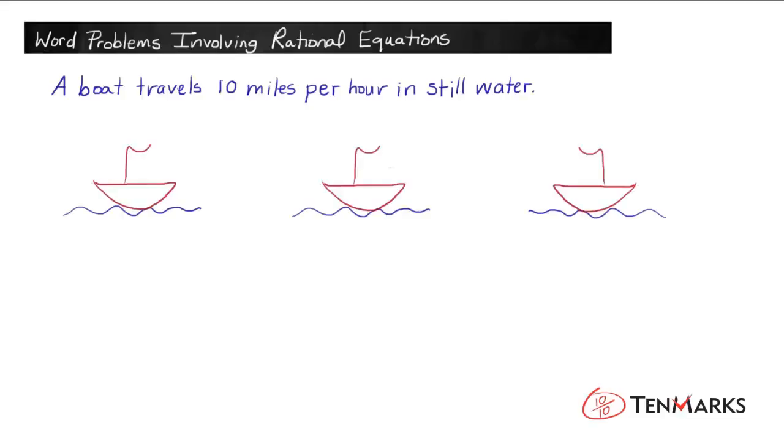In this lesson, we're going to work through a word problem that involves a rational equation. Our word problem is going to involve a boat that's traveling with a current or against a current. Before we take a look at our word problem, let's just think about a boat traveling in a current.